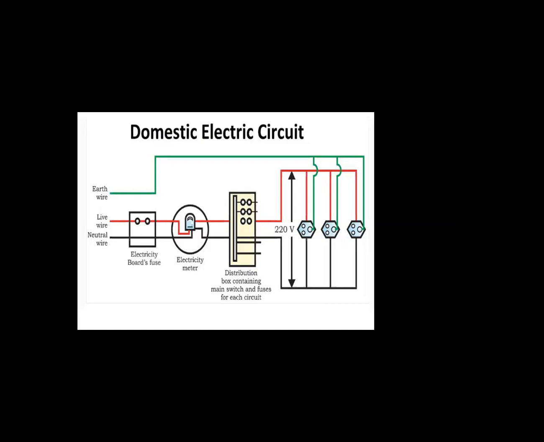So there are sockets. Do you know what a socket is? Can you see the three holes? One is live, one is neutral, and one is earth. The middle one is earth. So why do we use earthing? To avoid electric shocks. If there is extra electrons, they will flow through the earth wire to the earth.